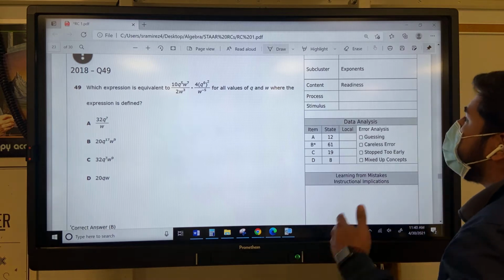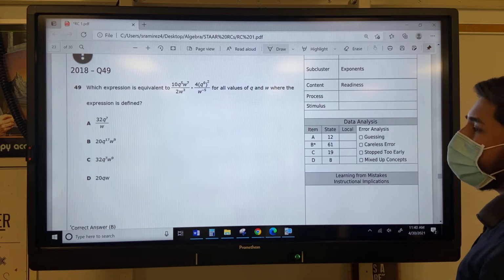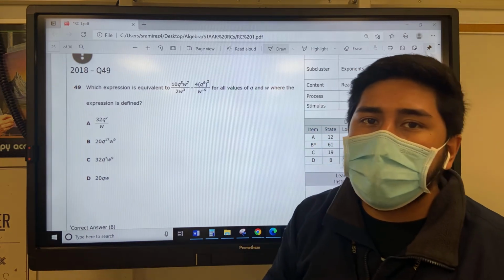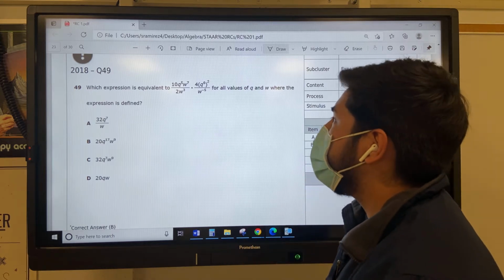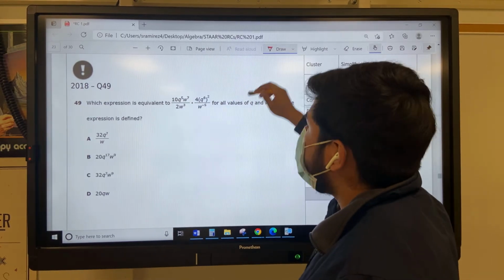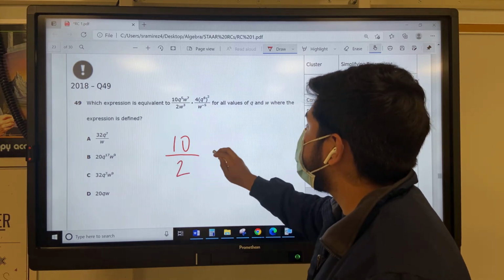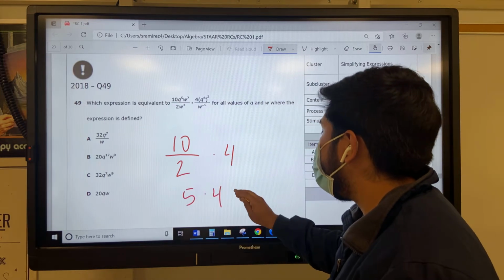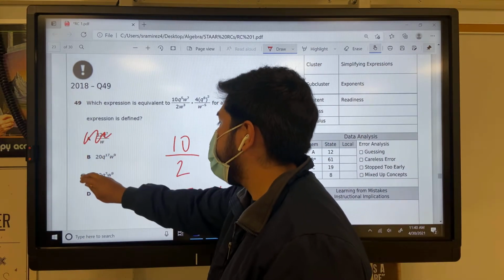No need to fear. Not going to lie to you, this is probably the hardest problem out there. There's no way for me to even try to minimize it other than just looking at the big numbers, okay? If you come across a problem like this, there's too much happening. I would love for you to try and do it, but let's simplify. Let's just look at the whole numbers. We got 10 over 2 times 4. 10 divided by 2 gives me 5 times 4. 5 times 4 is 20. Gonna cross out A and cross out C.